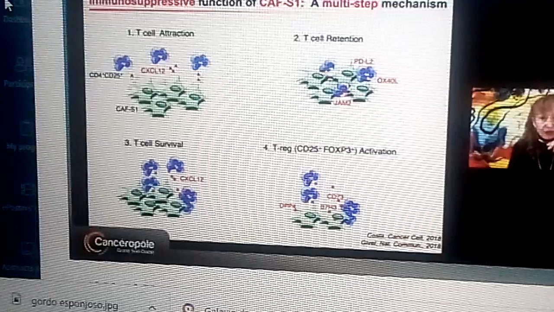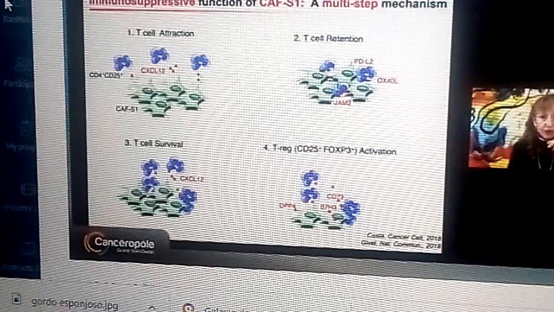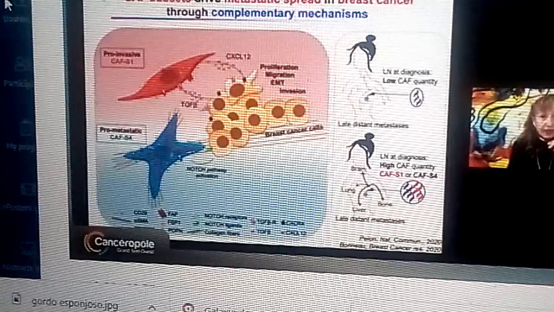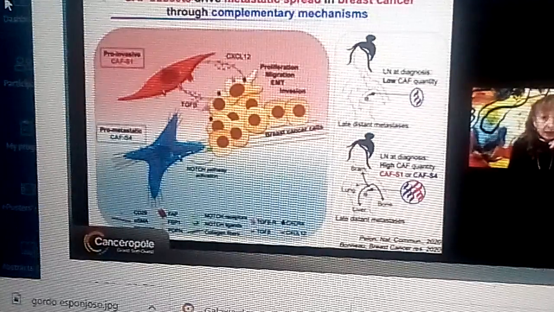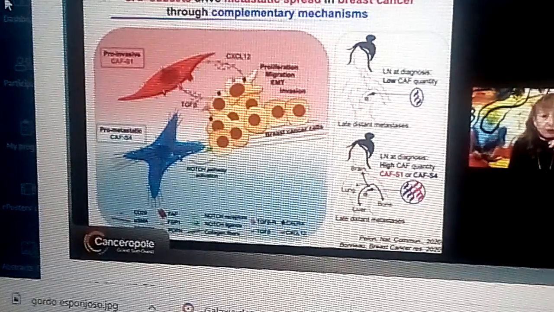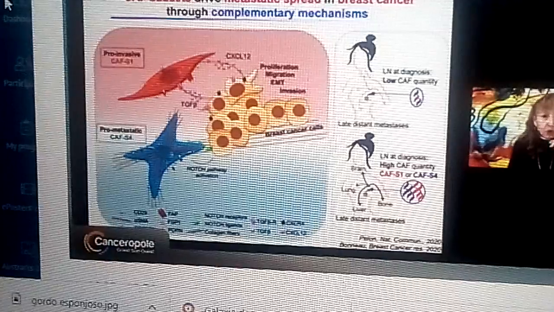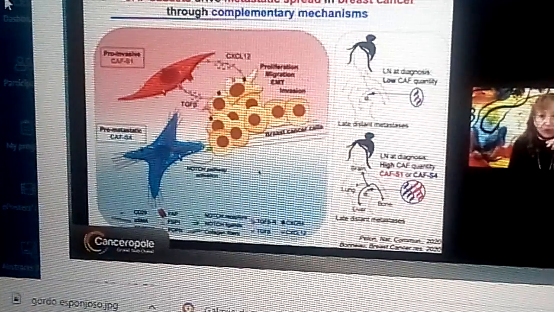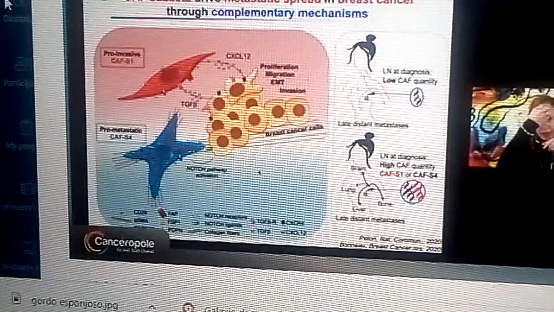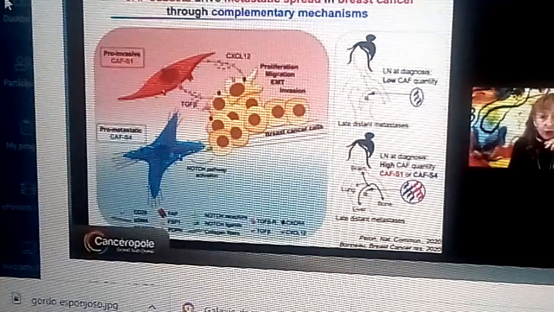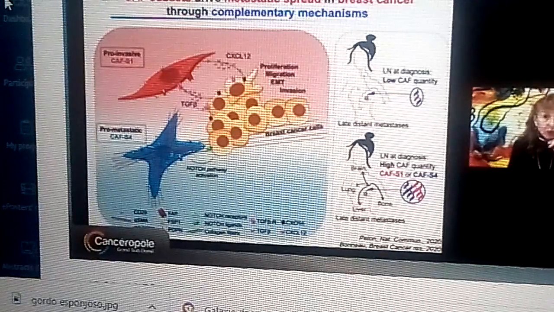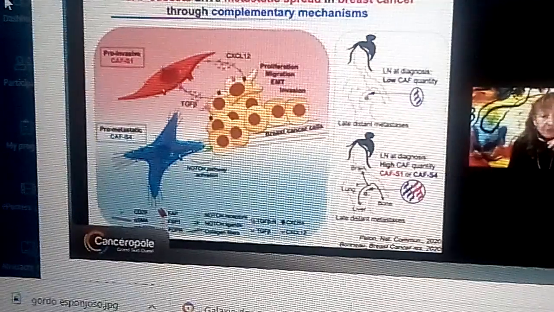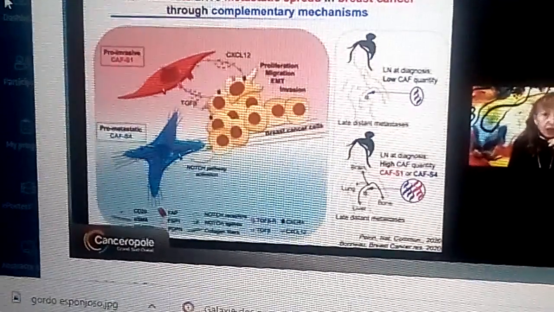In addition to this immunosuppressive function, what we also demonstrated recently is that the CAF-S1 cells are also able to interact with CAF-S4 cells to promote metastasis in breast tumors. And we demonstrated that in two recent papers.